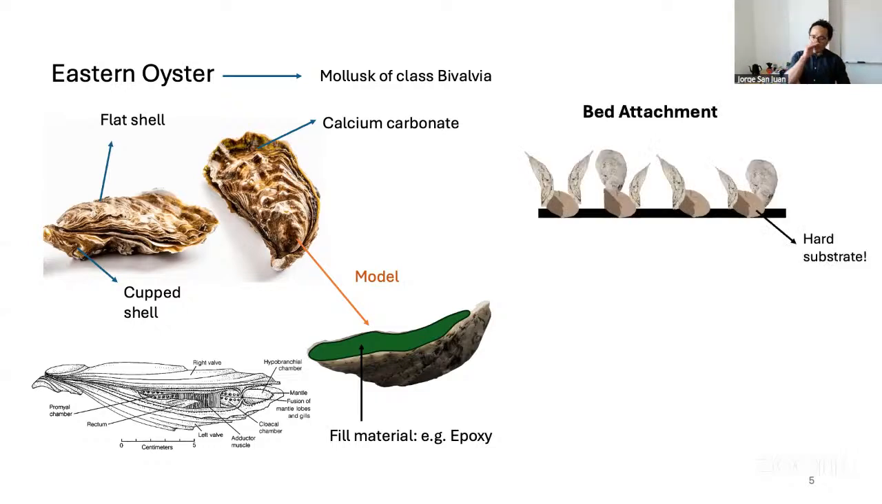In terms of how they grow, they typically attach to substrate, to hard substrate. This hard substrate could be hard soil that can be found near the intertidal zone, but also they attach to each other. So this reef grows by attaching on top of each other.